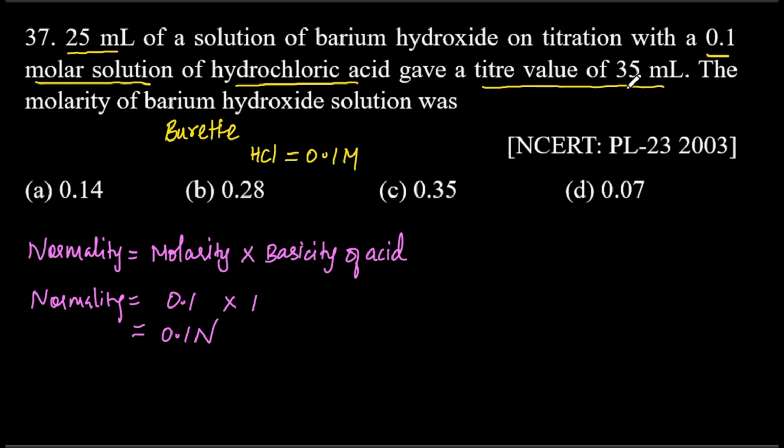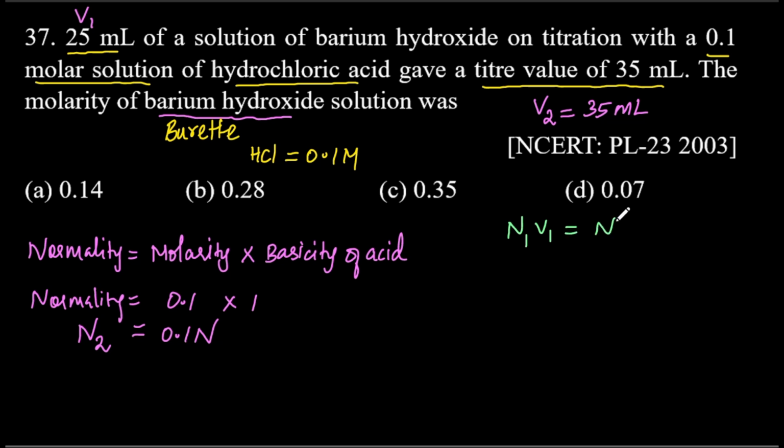Here the titer value is given as 35 ml. This titer value is the volume of HCl consumed in this reaction. So V2 is 35 ml. So this normality is taken as N2. N2 is 0.1 N. In this question, they are asking us to find the molarity of barium hydroxide solution. For this barium hydroxide, the volume is given as 25 ml. So this is V1.